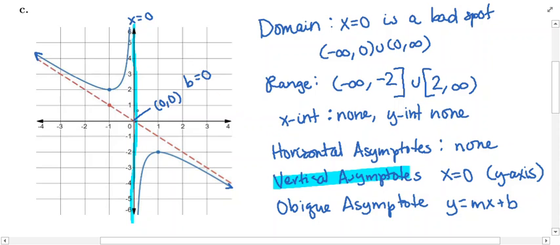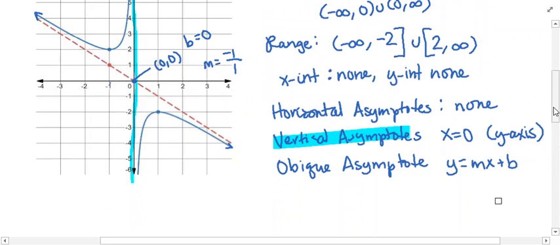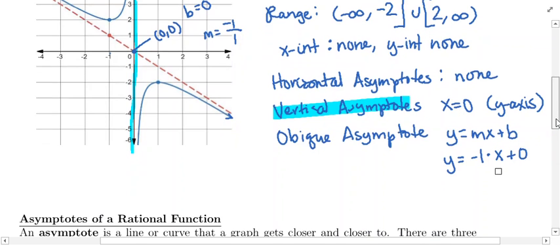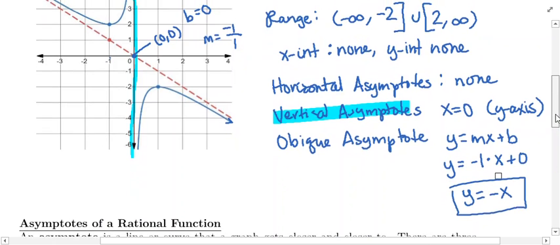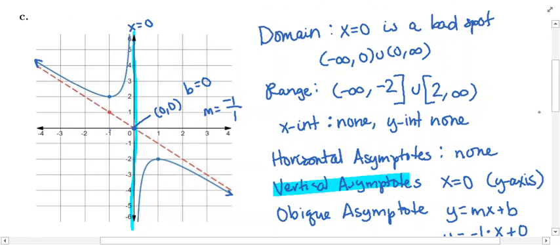The m, we need to figure out the slope. Here's a point on the curve, (-1, 1). The origin is also on the red dotted line, so we need to go down 1, right 1. So the rise over run is 1 over 1, and this is a negatively sloped line, so the slope is -1. The equation of the oblique asymptote is y equals -1 times x plus 0, so the equation is y equals -x. There's your oblique asymptote, and these are the characteristics of this particular graph.